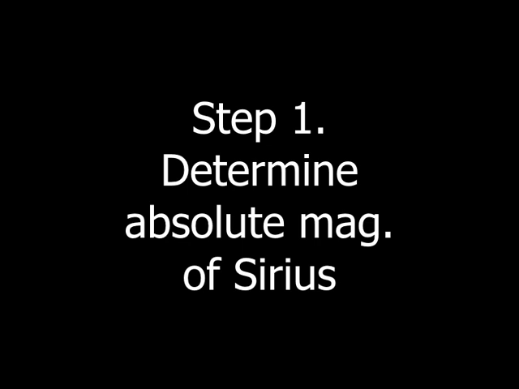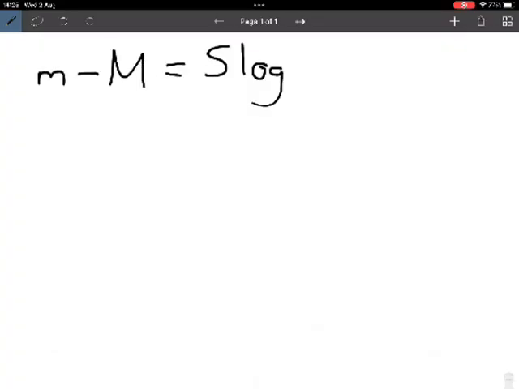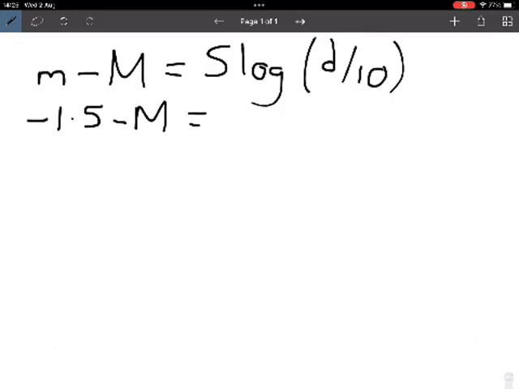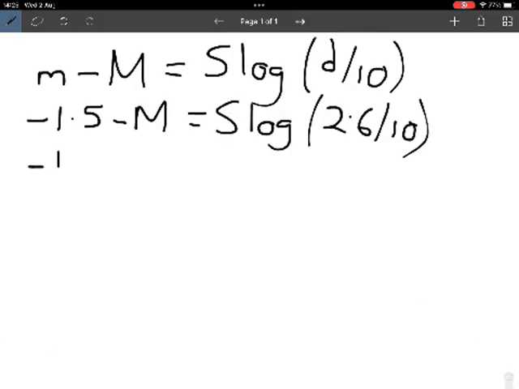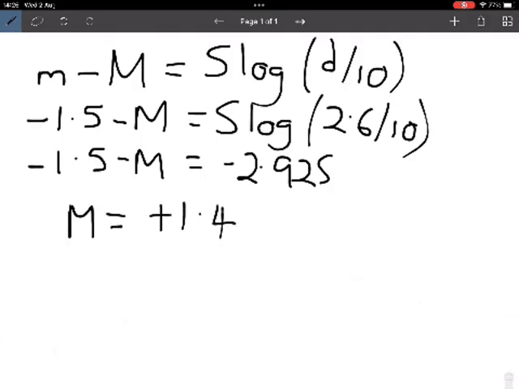First we determine absolute magnitude of Sirius. We use the distance modulus equation. After substituting in the numbers and simplifying, we find the absolute magnitude to be +1.4.